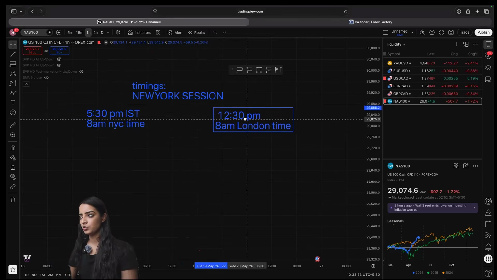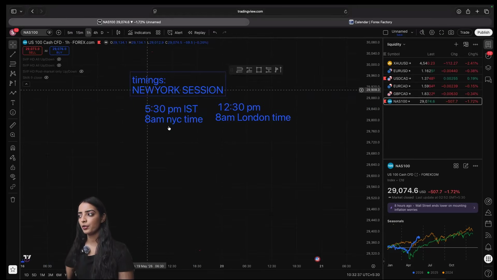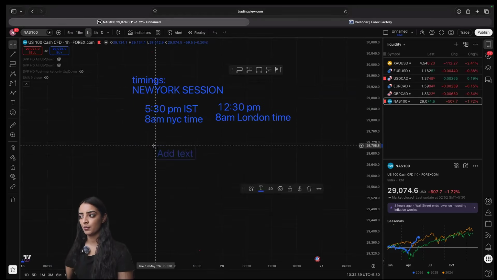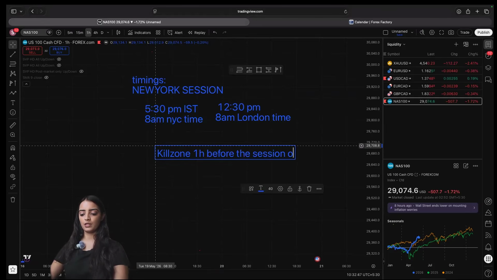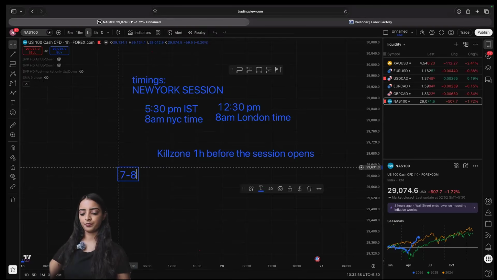This is when the London session opens. So see that for yourself, wherever you live, whichever country you live in. If I want to make this uniform in a way that you all can mark, always remember that there is something called kill zone. Kill zone is basically 1 hour before the session opens. The 1 hour time period before the session opens is called the kill zone. So if the market is opening at 8 a.m., 7 to 8 a.m. is basically the kill zone.